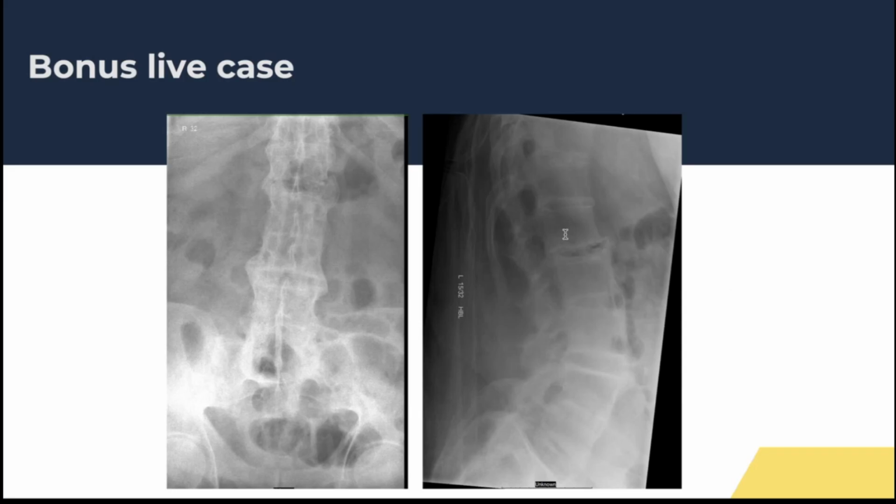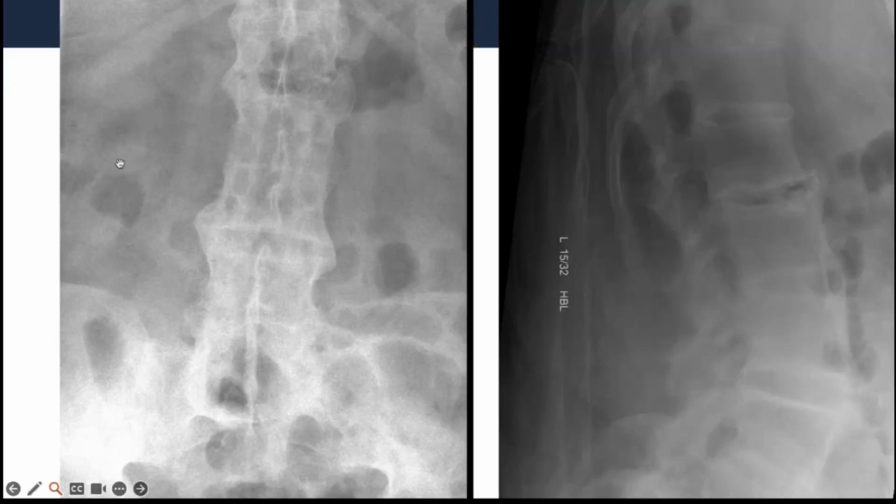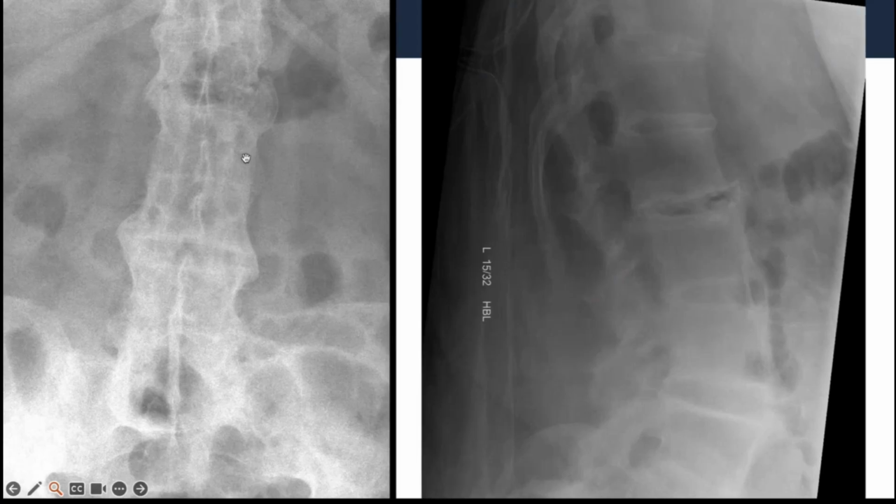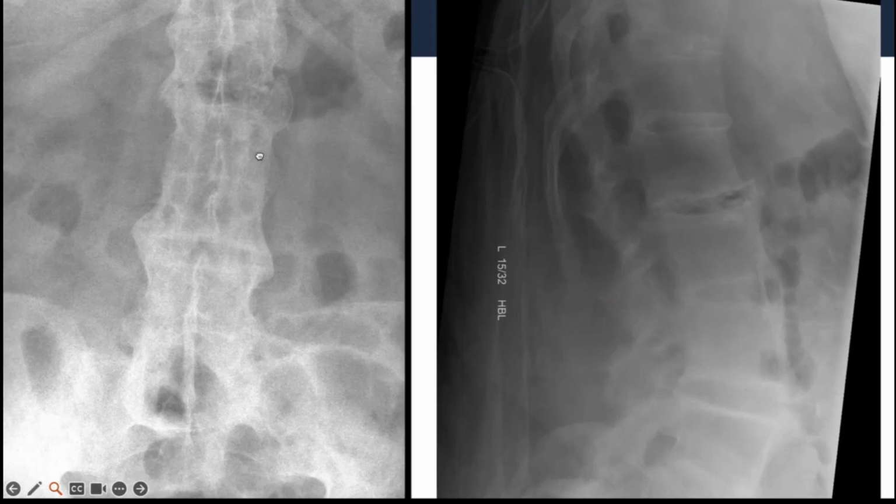You can perhaps zoom up the images a touch. Is that okay? Yeah, that looks good. Any thoughts? You can just shout out. It doesn't matter if you're wrong.